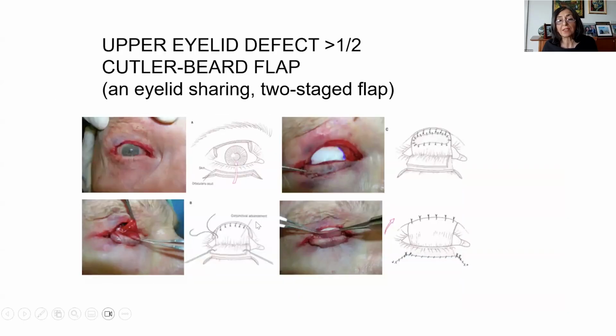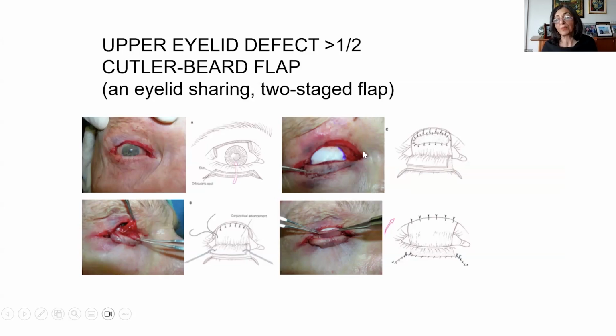But for larger defects of the upper eyelid, sometimes eyelid sharing procedures such as the Cutler-Beard flap are appropriate, as shown here. This is basically a through-and-through cut in the lower eyelid, made after leaving about a 4 millimeter margin in the lower eyelid. And then the conjunctival flap is dissected from the lower eyelid and brought up into the defect and sutured to the remaining conjunctiva on the upper eyelid defect. And then usually some type of sandwich graft is done.